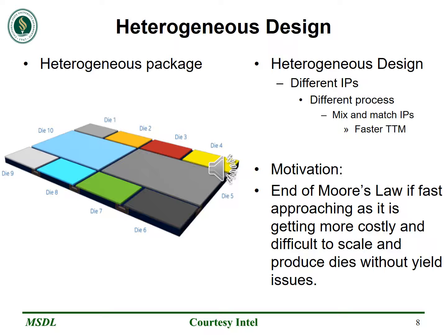And also we can clearly see how this is a motivation. Moore's law is the observation that the number of transistors in a dense integrated circuit doubles about every 2 years. So we can clearly see how it is getting more costly and difficult to scale and produce dies without yield issues. So this is a motivation for a heterogeneous design.